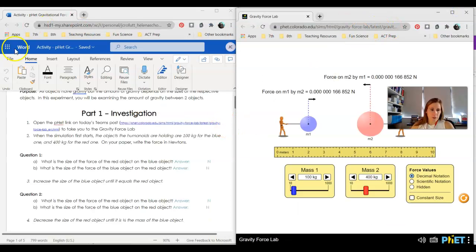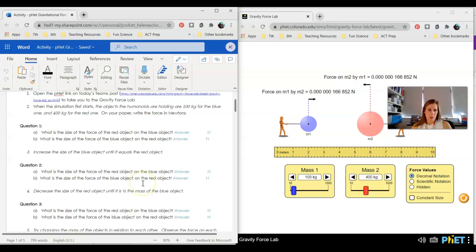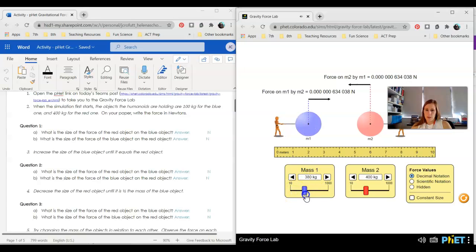All right. So for that then, what is the size of the force of the red object on the blue object? Your answer is right here, 0.00000166852. Okay, notice that that's also the same for the red object on the blue. So you would copy and paste that answer or retype it. Okay, increase the size of the blue object till it equals the red. So I need to make my blue object 400. Oh, there we go. And then you can fine tune with the arrows.